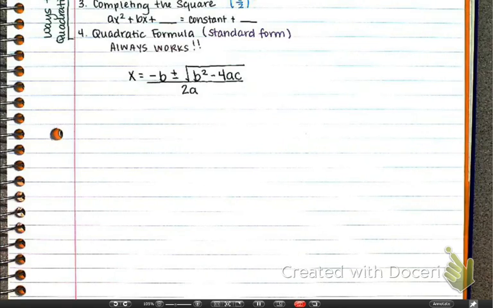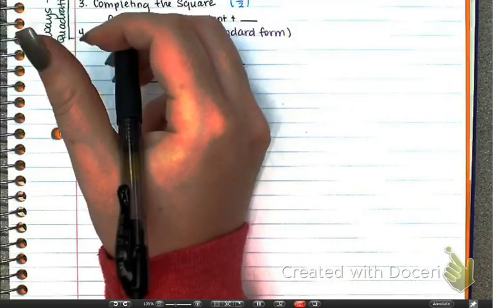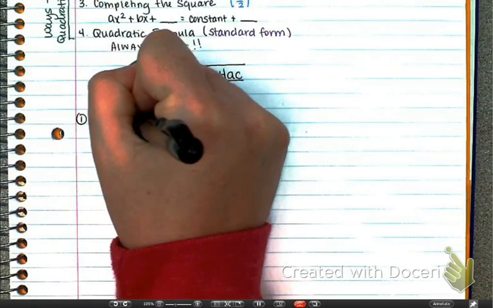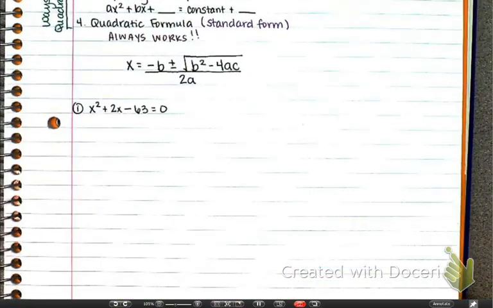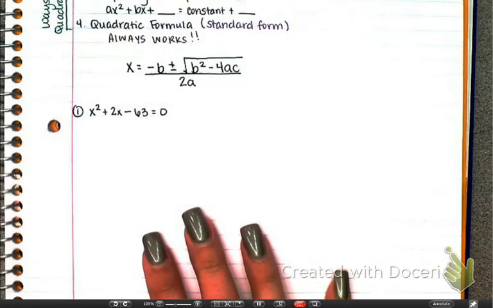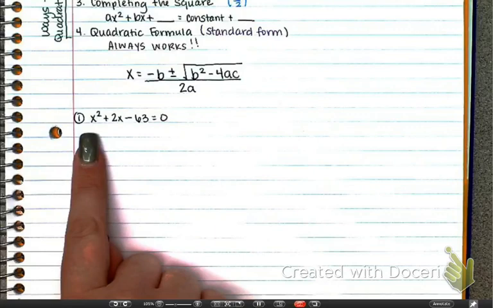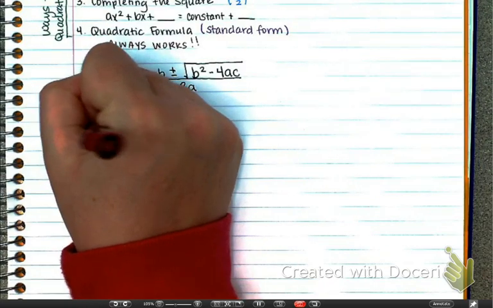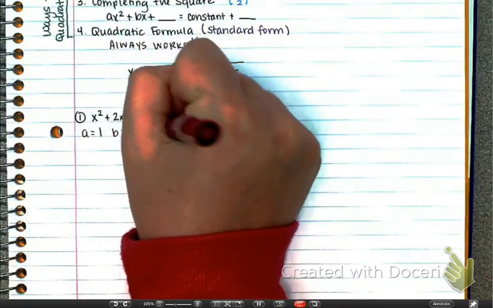So let's start with this. How about x squared plus 2x minus 63 equals 0. Okay, so remember, quadratic formula must be in standard form. So ax squared plus bx plus c. So we're good there, right? We're set equal to 0. Second thing we want to do is identify our a, b, and c. So a is 1, b is 2, c is negative 63.